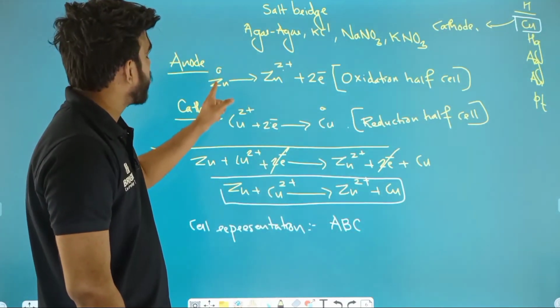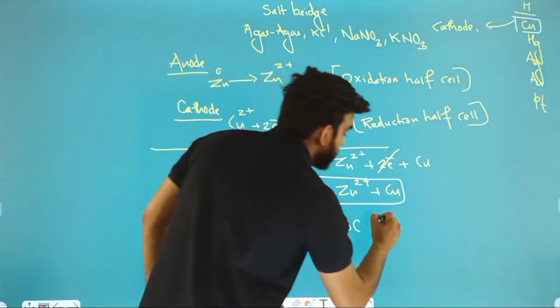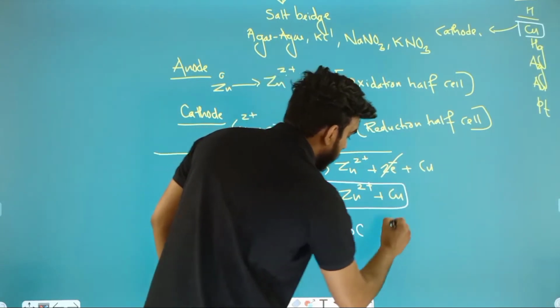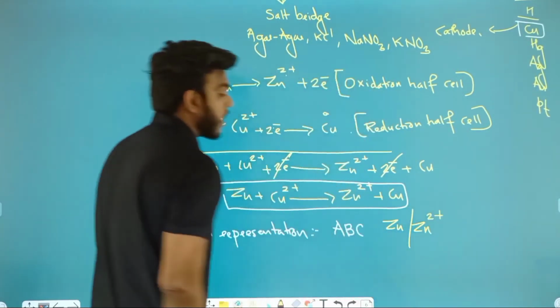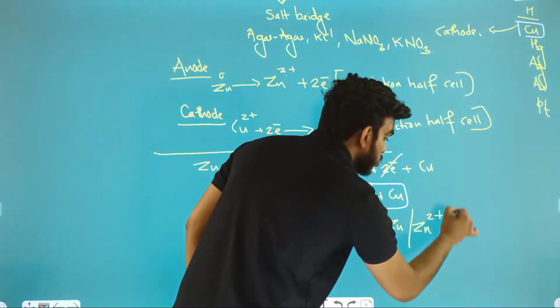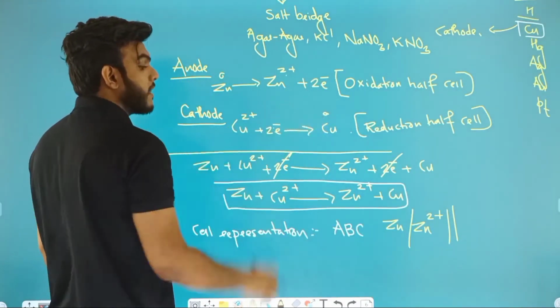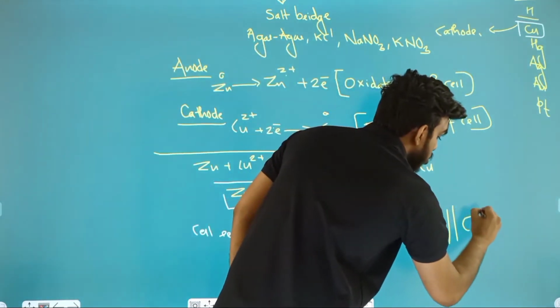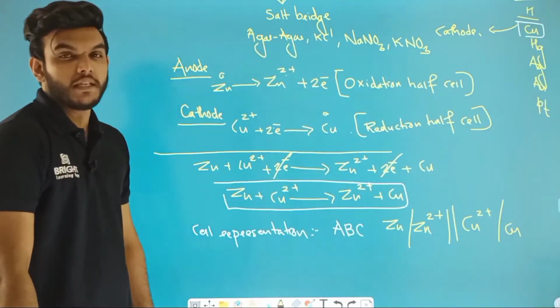What is A? Anode. At the anode, what is happening? Zn will become Zn2+. So you have to write like this. See here, Zn bar Zn2+. This is the reaction at the anode, Zn gives Zn2+. Then for the bridge you have to draw two lines. Then at the cathode, what is happening? Cu2+ will become Cu. So you have to write Cu2+ bar Cu. This is the cell representation.